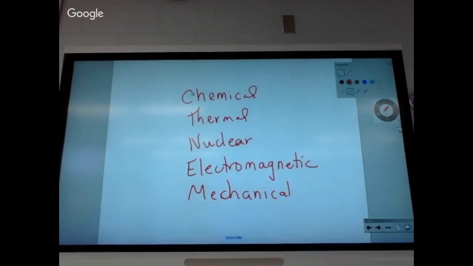Okay? So we're going to look at 2 kinds of conversions today. First, we're going to talk about these kinds of conversions, and then we're going to move into kinetic and potential energy conversions.